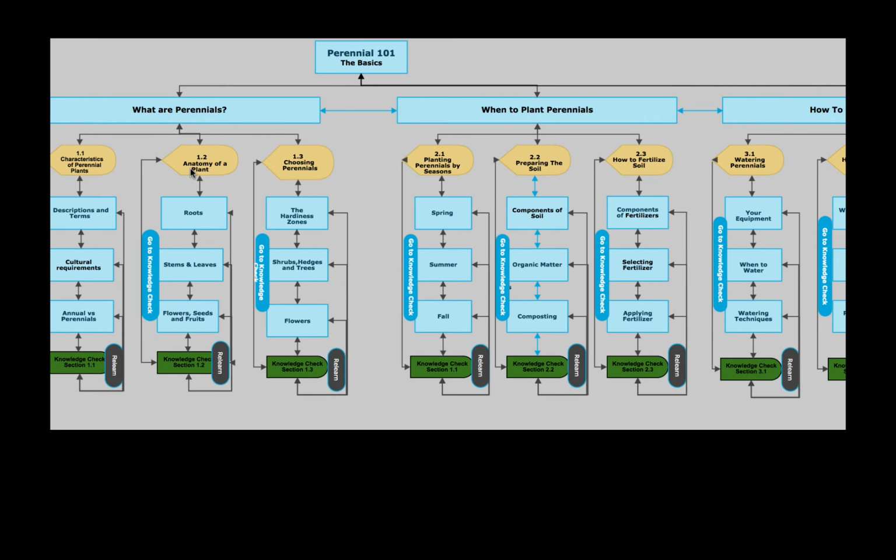The next section, 1.2, will be the anatomy of a plant, which will go into the roots. The next section will be stems and leaves. The final section will be flowers, seeds, and fruits.